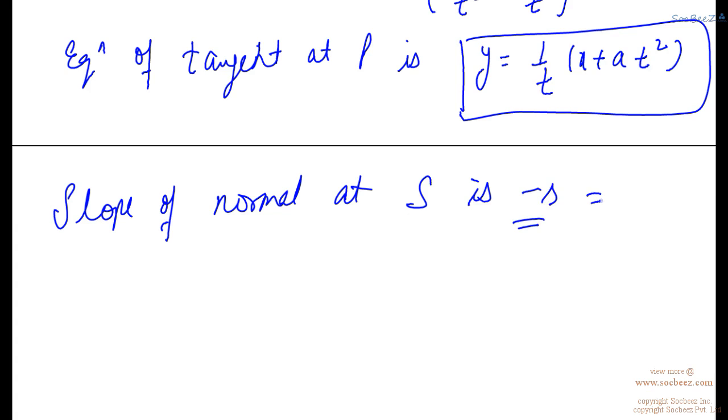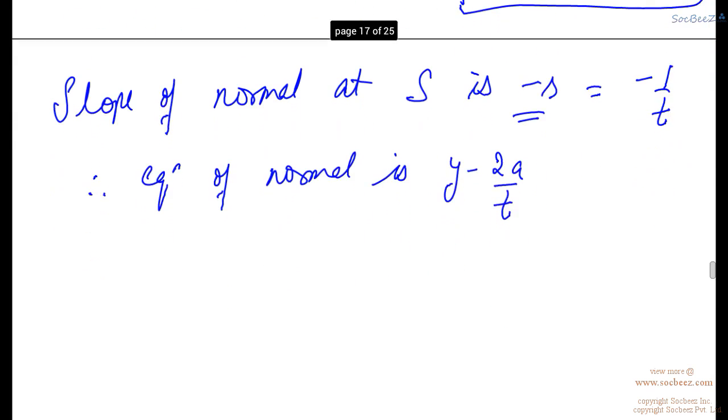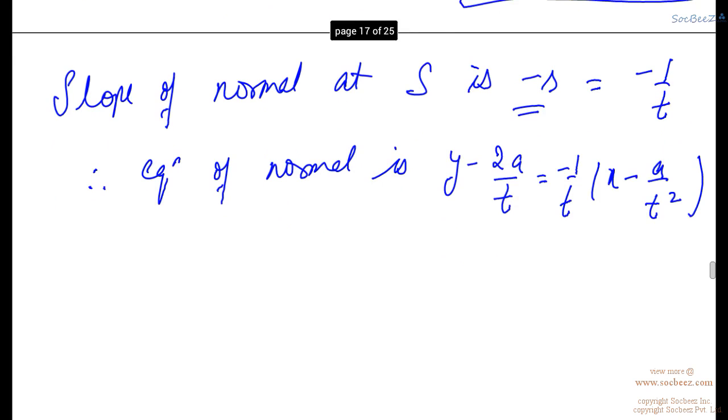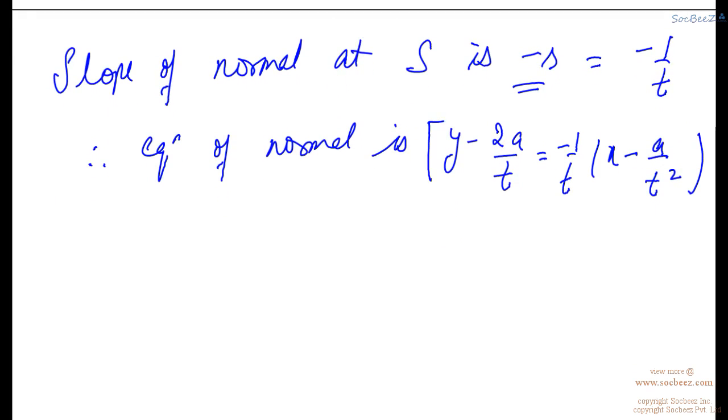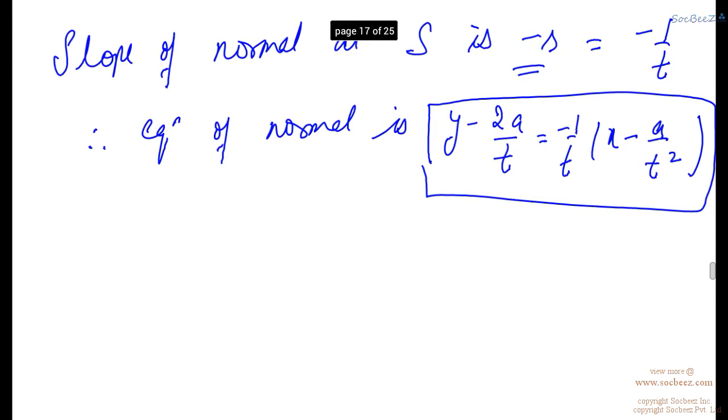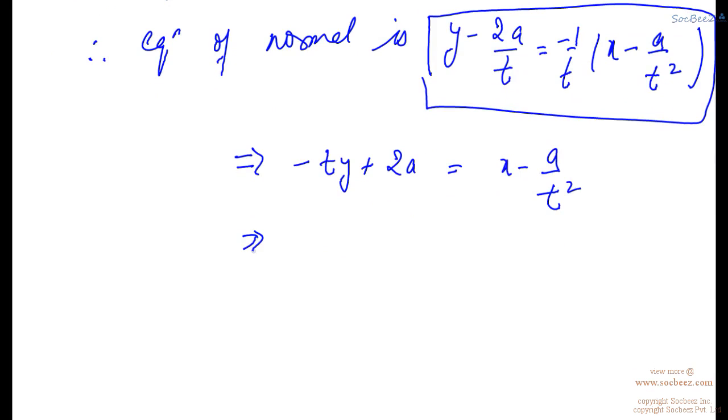And since s equals 1 upon t, therefore this is minus 1 upon t. Now, therefore, the equation of normal is y minus 2a upon t equals minus 1 upon t into x minus a upon t square. Okay, this is the equation of normal at S. So this gets simplified to minus ty plus 2a equals x minus a upon t square, or x equals minus ty plus 2a plus a upon t square.